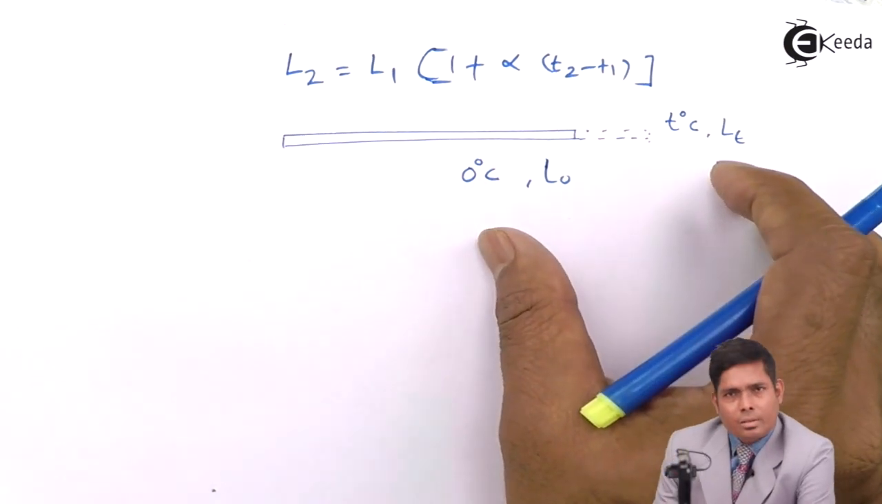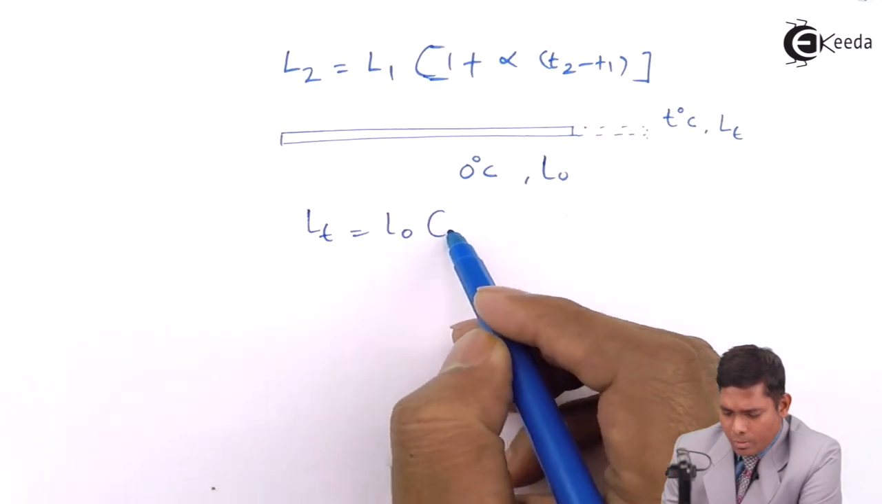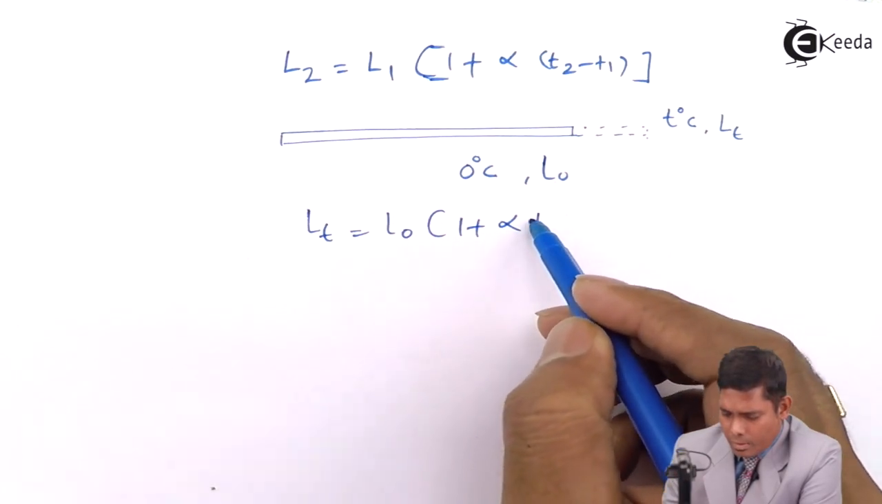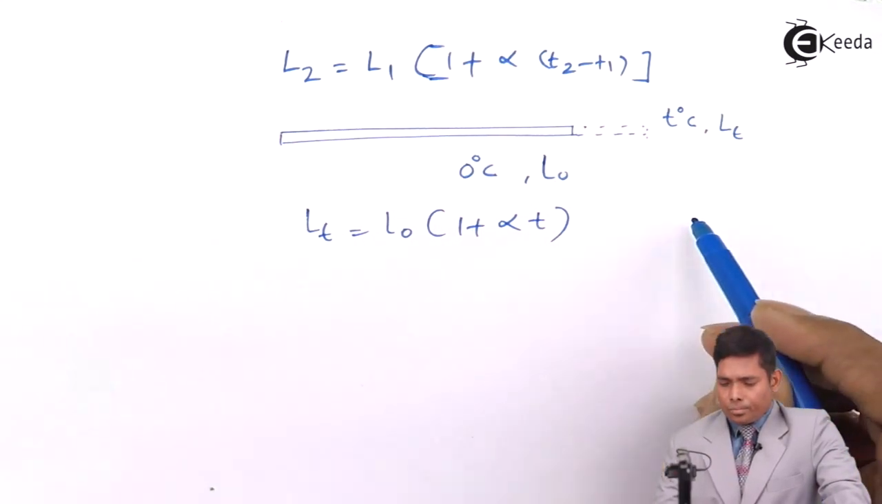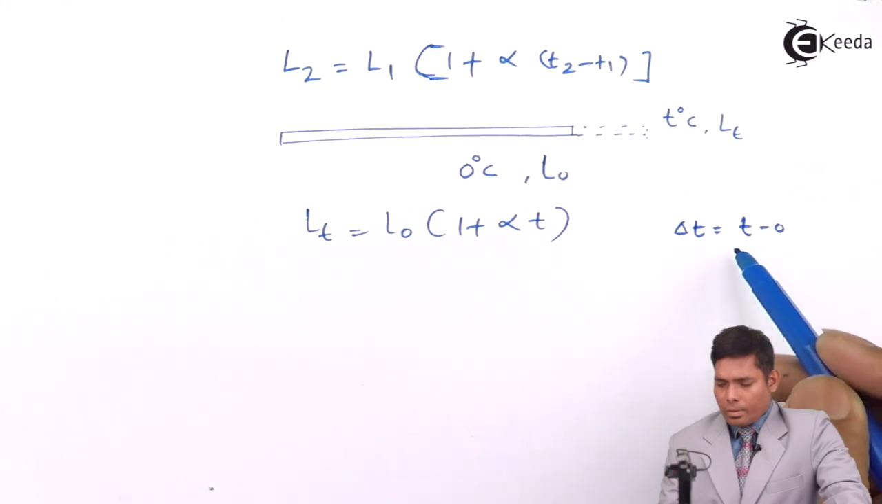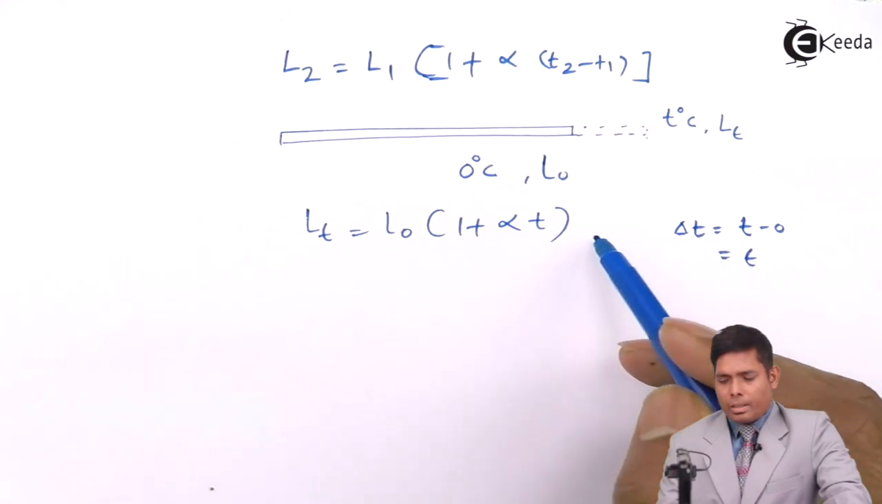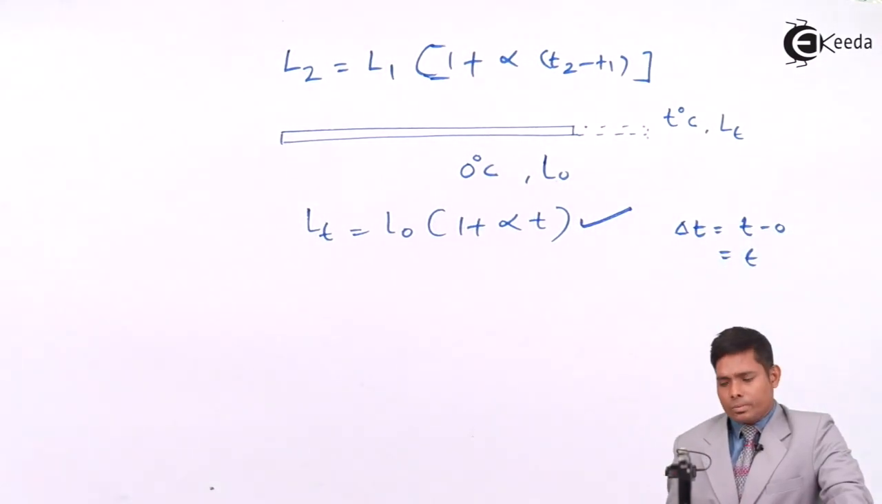If it is the case, then we came to the conclusion that Lt is L0 alpha T. Delta T is T here because T minus 0 is T. Here it is basically delta T, but in place of delta T I have written T, because this is the formula that we are going to use.